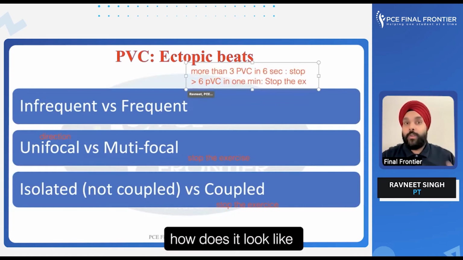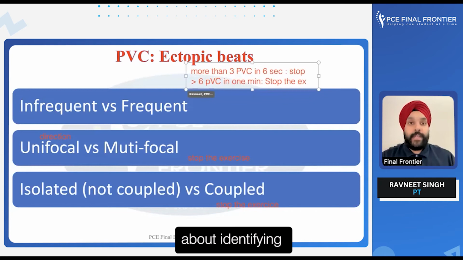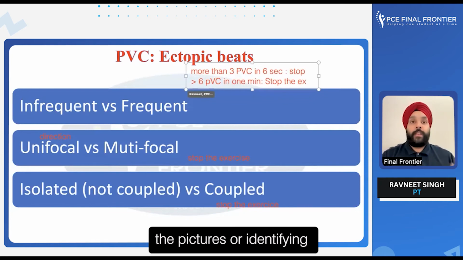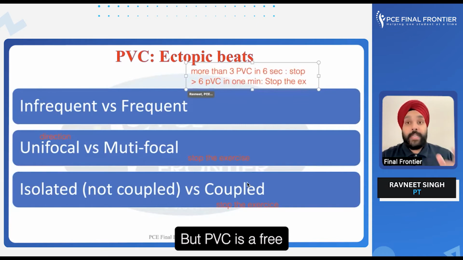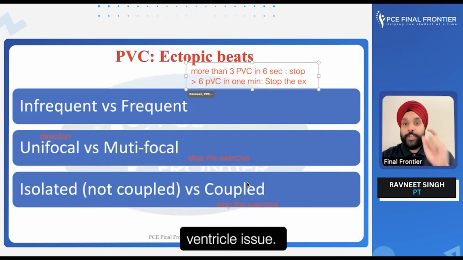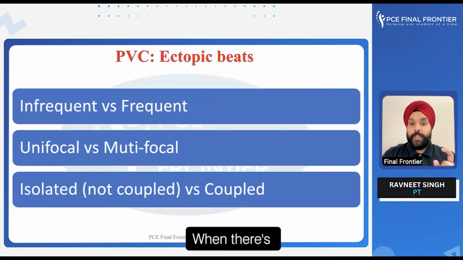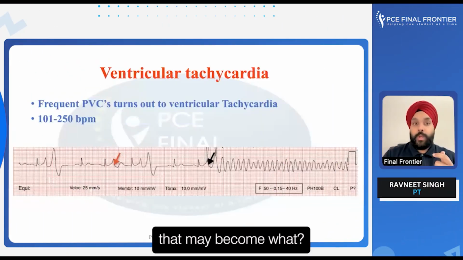Now, if you're wondering what it looks like, you don't have to worry about that because your exam is not about identifying the pictures or identifying the PVCs. But PVC is a premature ventricular contraction. That means it's a ventricle issue. When there's a ventricle issue, that may become what?